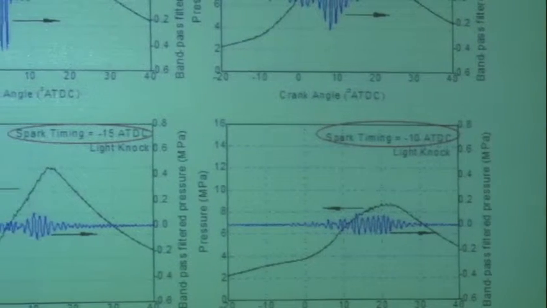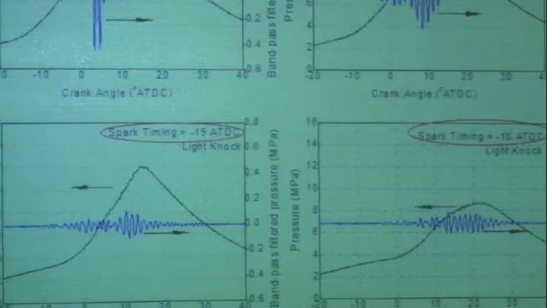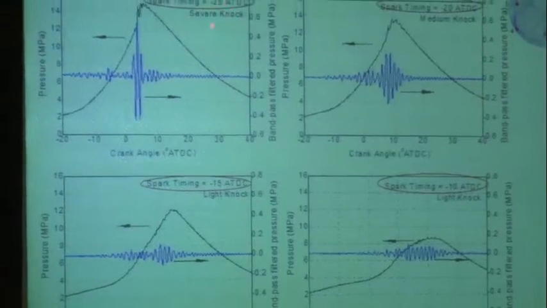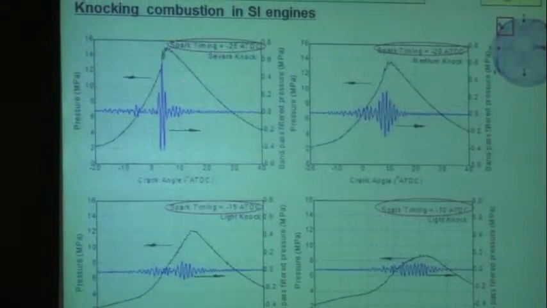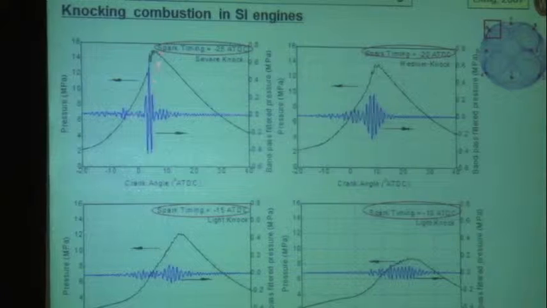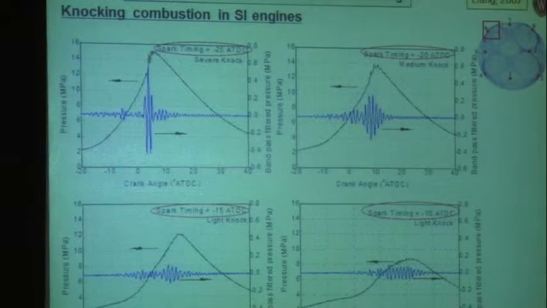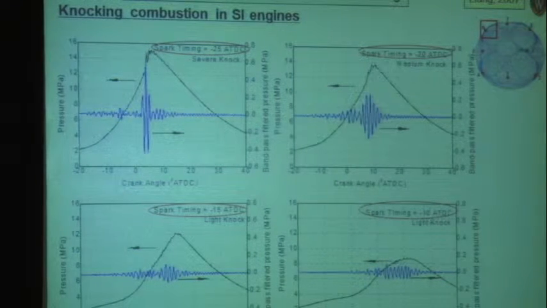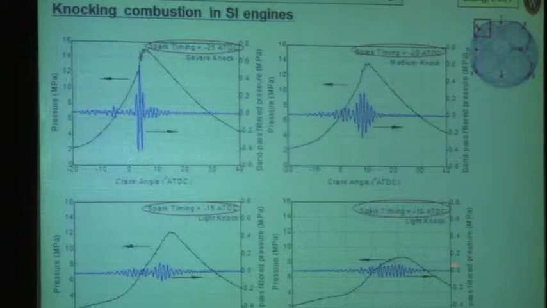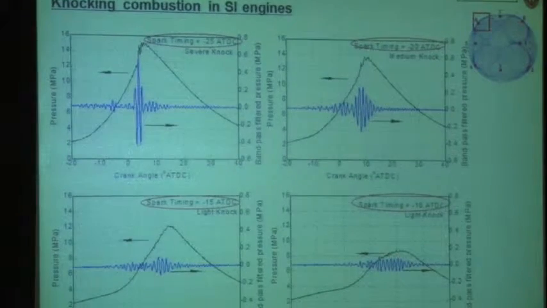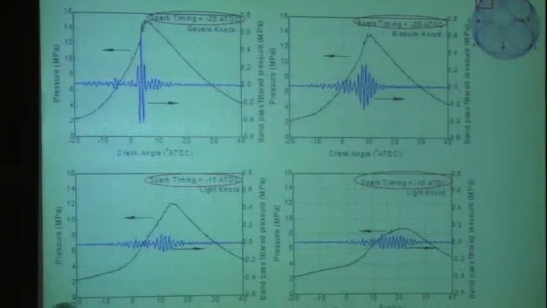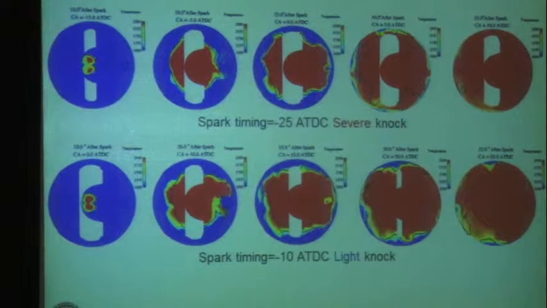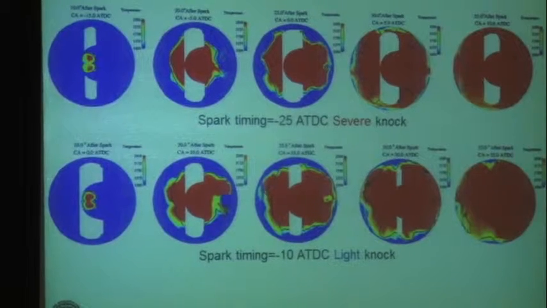This just shows that in more detail. We're looking at transducer number 6 here. The spark timing ranges from minus 25 before top dead center, showing signs of severe NOC. You can see that in the pressure trace, the wiggles here, all the way to the latest spark timing of 10 degrees before top dead center, which shows very light NOC, right? Very small amplitude fluctuations. Okay, so what is actually going on in the combustion chamber, and what do the models say about this?